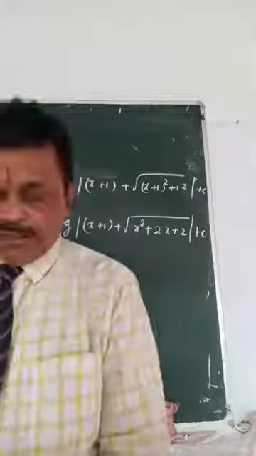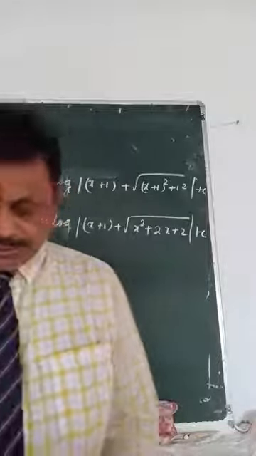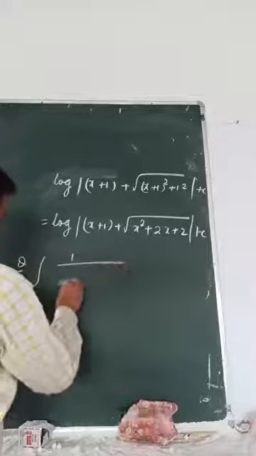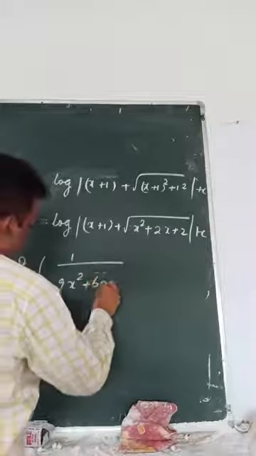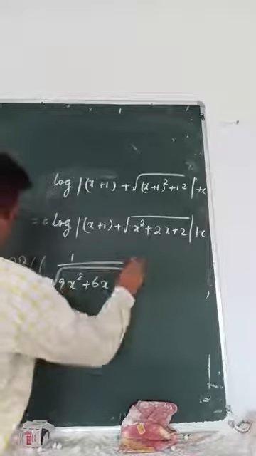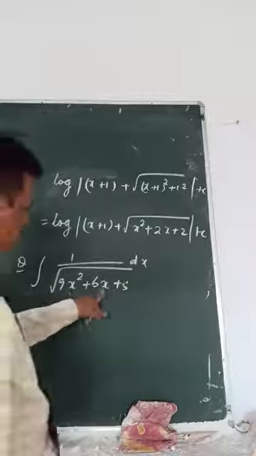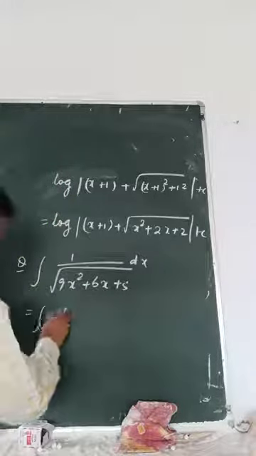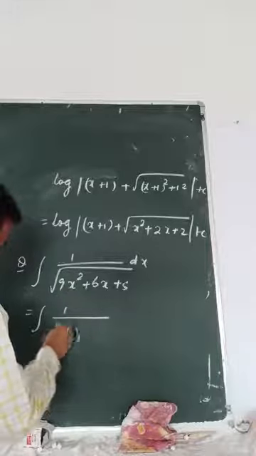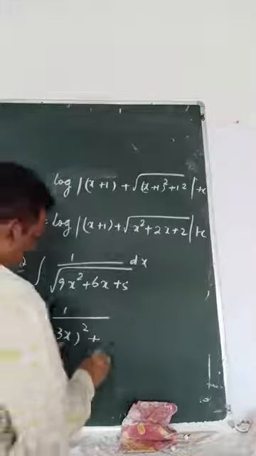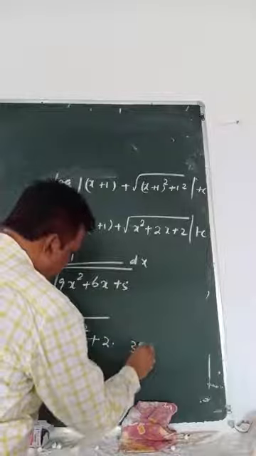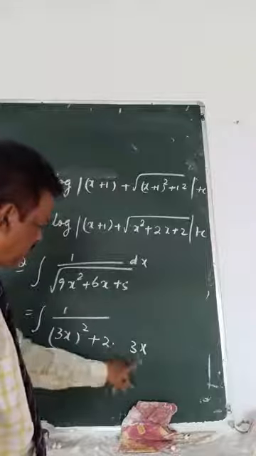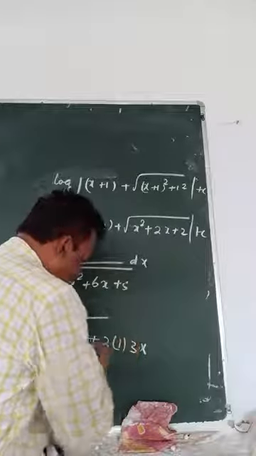Suppose you get a question: 1 by 9x square plus 6x plus 5 under square root. Same thing, because you got an x here, you use the completing the square method. It is 3x whole square. 2ab: 2 into 3x, so it becomes 6. That means your b will be 1.